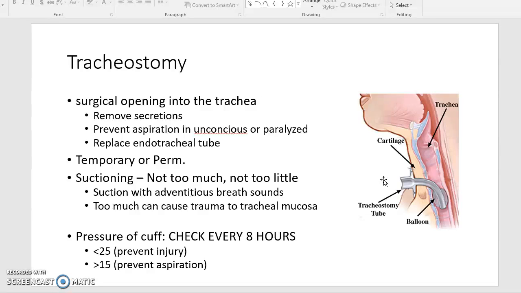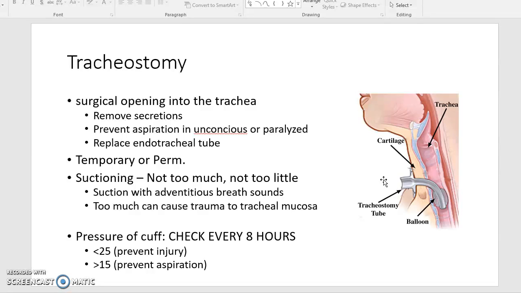Suctioning is used for this. We want to do not too much and not too little. Suctioning is usually done when you can hear abnormal breath sounds, so adventitious breath sounds. You don't want to do suctioning too much because it could cause trauma to the tracheal mucosa. So again, be careful with the suctioning. Do not do it if it's not needed.